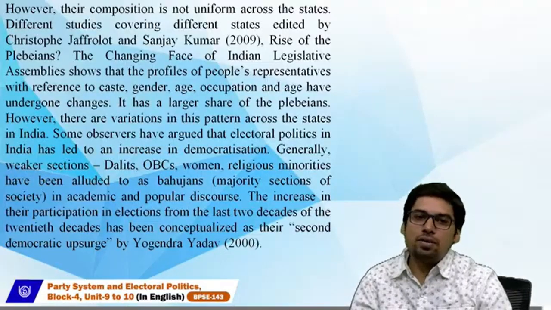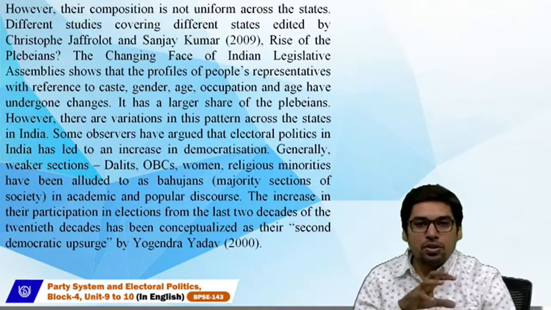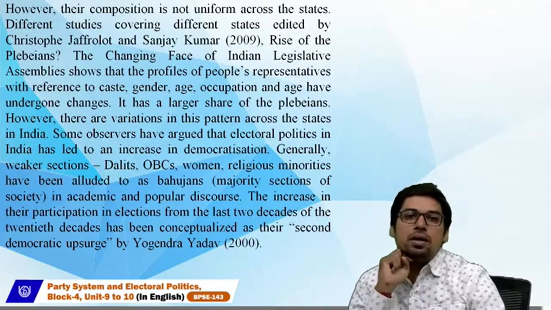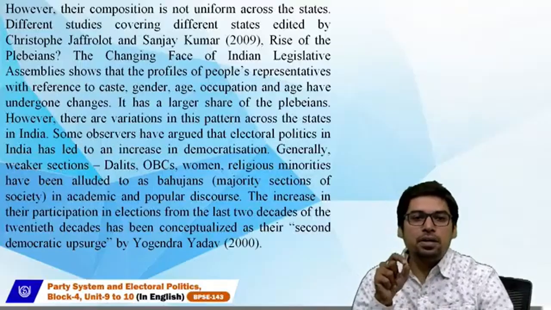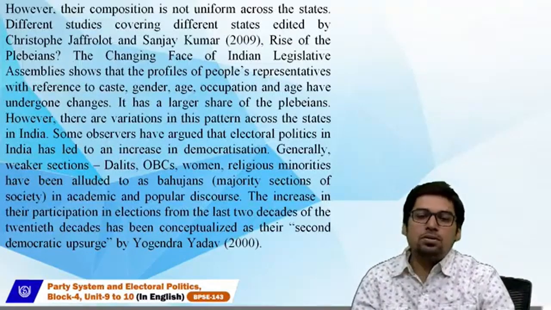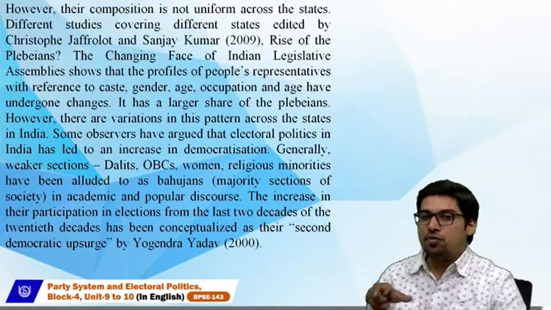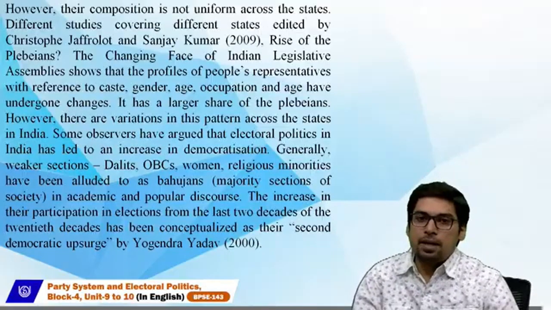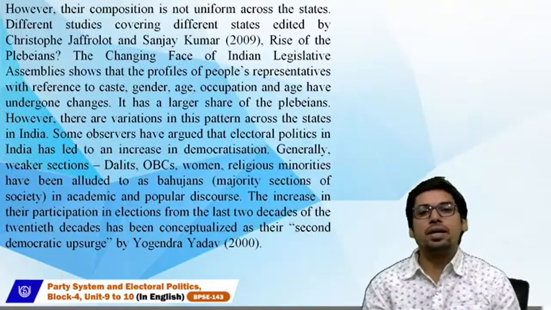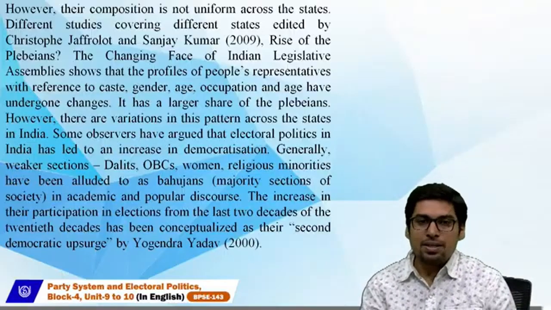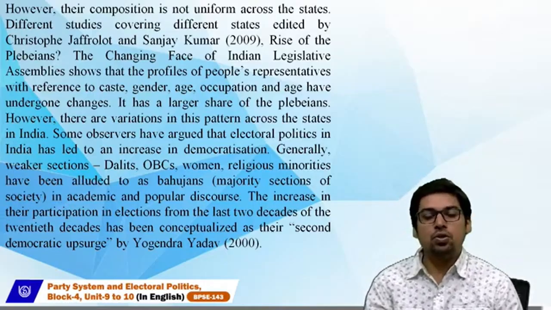Some observers have argued that electoral politics in India has led to an increase in democratization. Generally, we can say weaker sections, SCs, STs, Dalits, OBCs, women and religious minorities have been addressed as Bahujans, basically in the name of the Bahujan Samaj Party. Bahujans stands for Dalits, OBCs, women, religious minorities, etc. The increase in their participation in elections from the last 2 decades of the 20th century has been conceptualized as the second democratic upsurge by Yogendra Yadav.